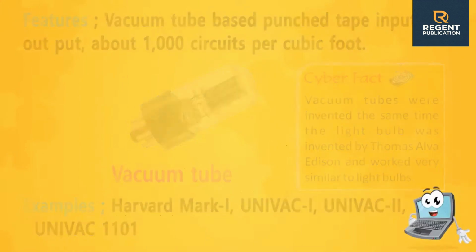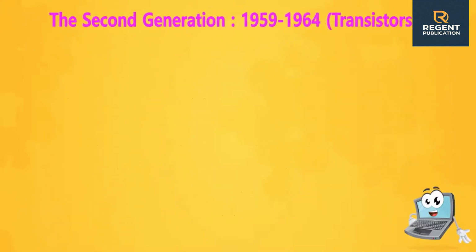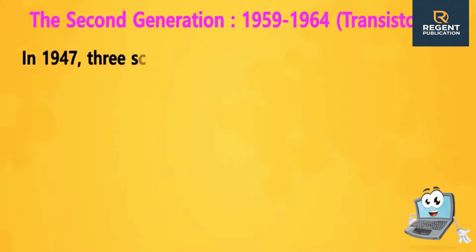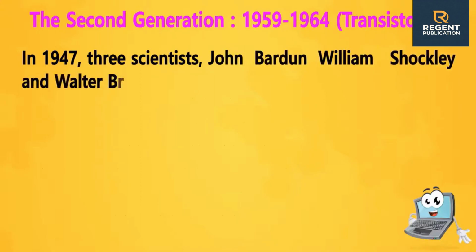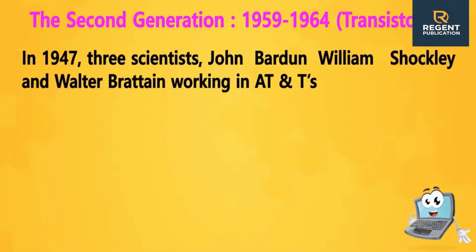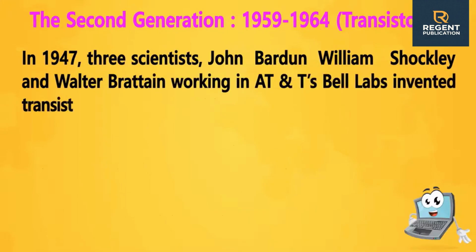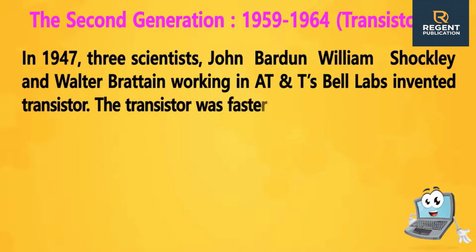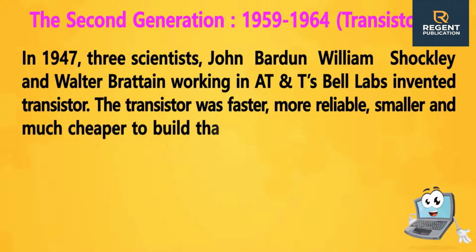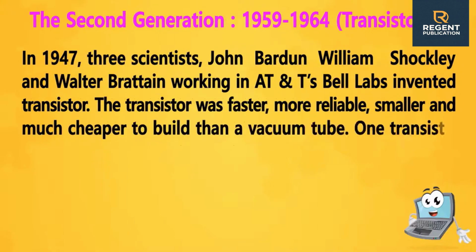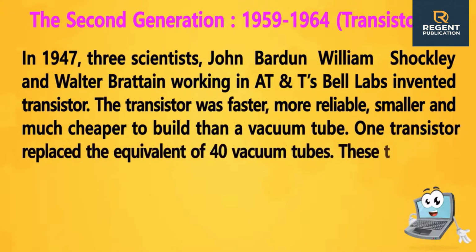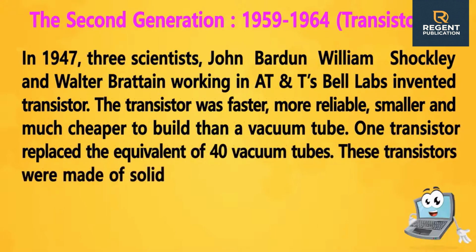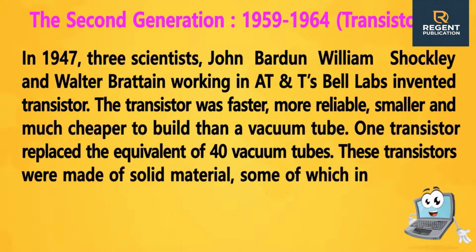The second generation, 1959 to 1964, transistors. In 1947, three scientists, John Bardeen, William Shockley, and Walter Brattain, working in AT&T's Bell Labs, invented the transistor. The transistor was faster, more reliable, smaller, and much cheaper to build than a vacuum tube. One transistor replaced the equivalent of 40 vacuum tubes.